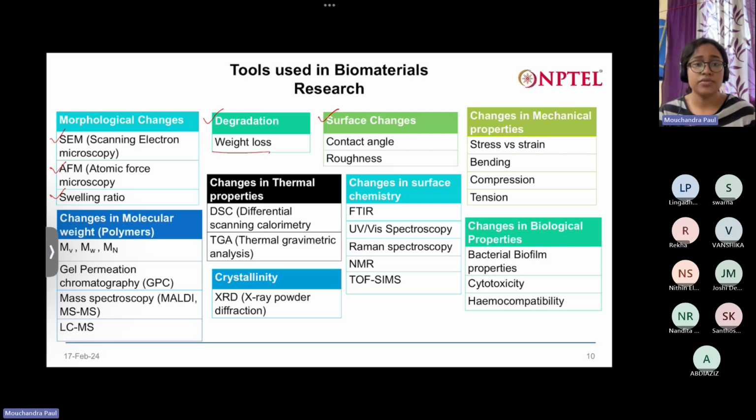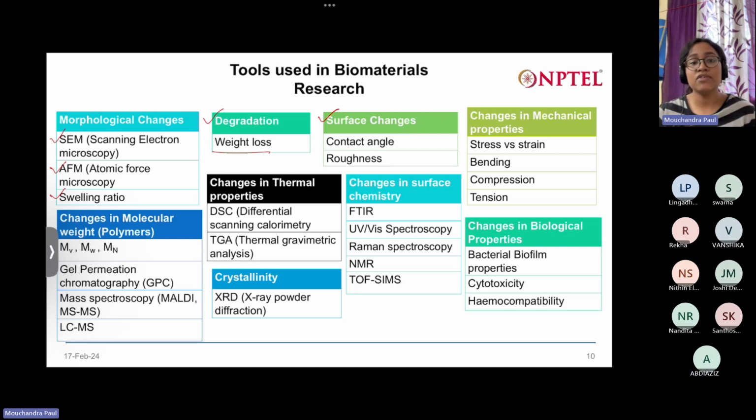Then some of the polymers, especially not metals, not ceramics, but polymers, can undergo changes in their overall molecular weight. So we calculate those molecular weights. We can calculate the number average molecular weight, weight average molecular weight, and viscosity average molecular weight. Usually when we purchase a polymer for our application, some molecular weight is given by the manufacturer.